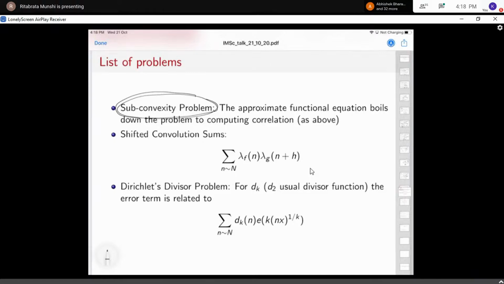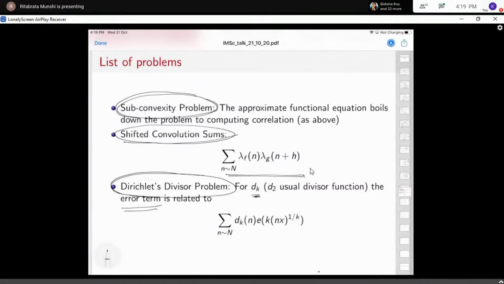Okay, then another type of problem that we're interested in are called shifted convolution sum problems, or the additive divisor problem. Here I've written down one such problem for GL2. So lambda F n and lambda G n are the Fourier coefficients of GL2 modular forms or Maass forms. As I said, this type of sums also appear in the Dirichlet divisor problem. So if you're looking at d_k, the kth order divisor function, but d_2 is the usual divisor function, then there will be a main term and then the error term, and you're interested in the error term over here.